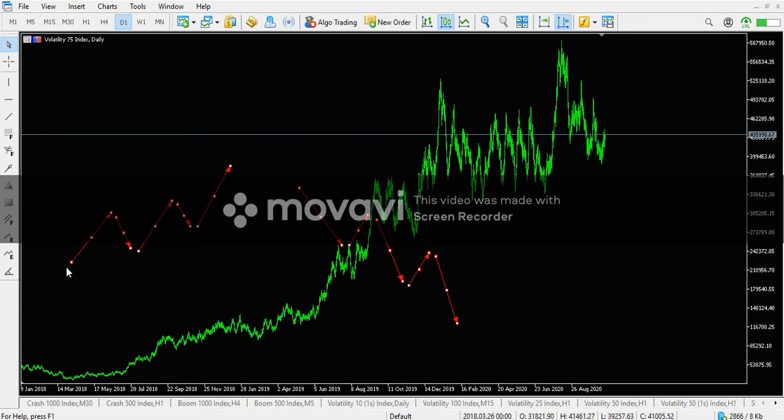This is the impulsive move, this is the corrective move, the impulsive move, the corrective move. And for the downtrend, this is the impulsive, this is the corrective. From the observation here, you can see the impulsive is always in the direction of the trend, and the corrective is always against the trend. So before taking a trade, you ask yourself, is it in the impulsive move or in the corrective move?